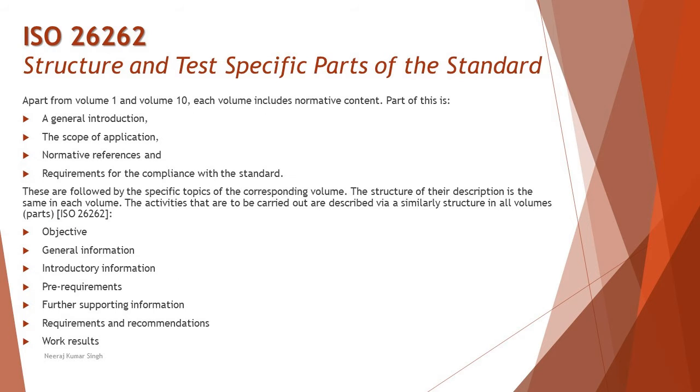Additionally, apart from volume 1 and volume 10, each volume includes normative content. Part of this includes a general introduction, the scope of the application, normative references, and requirements for compliance with the standard. These are followed by the specific topics of the corresponding volume. The structure of their description is the same in each volume. The activities to be carried out are described via a similar structure in all volumes and parts. Now, the general structure they follow in each volume is objective, general information, introductory information, prerequisites, further supporting information, requirements and recommendations, and work results.